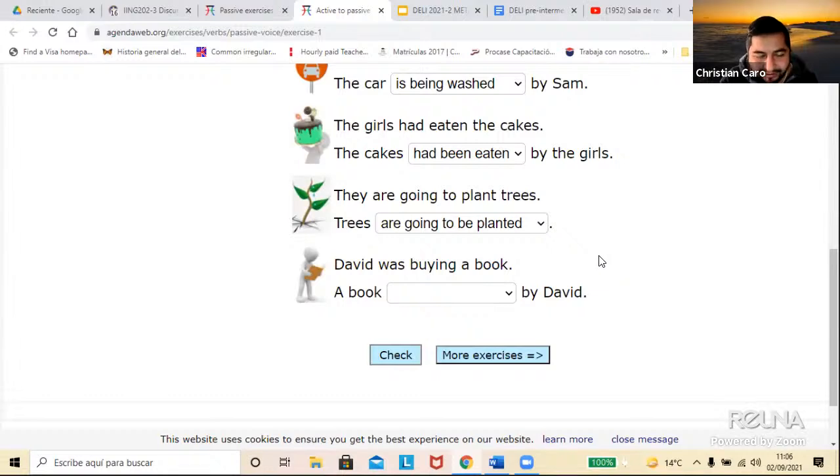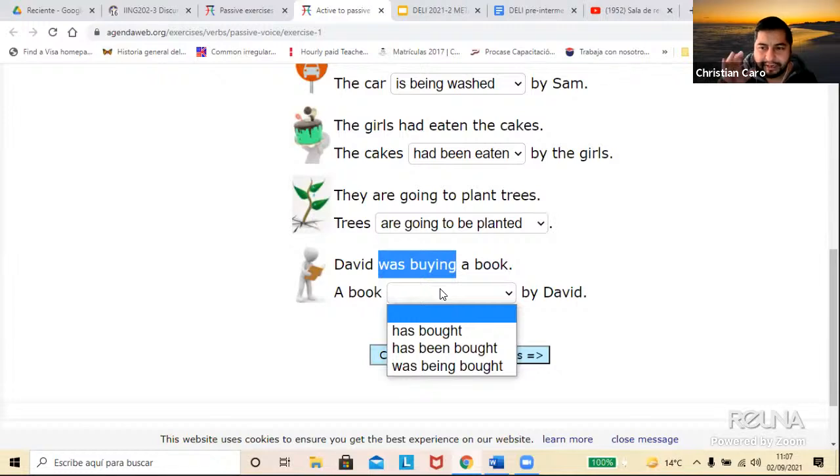Uh-huh. And finally, David was buying a book. All right. This is, en este caso, ¿alguien reconoce el tense aquí? ¿Qué es lo que es was buying? ¿Qué clase de tense? Anybody? El pasado continuo. There you go. Past continuous. Past progressive. Good job. Excellent. Now, we have to keep the past continuous in this case.